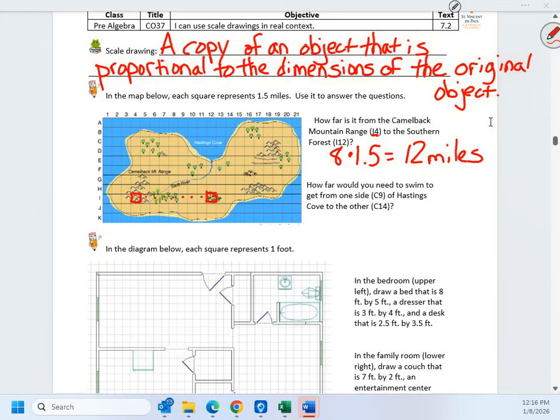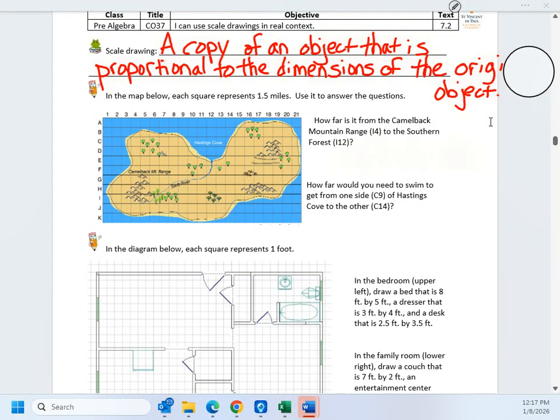Our next question says, how far would you need to swim to get from one side, C9, so that's your starting point, of Hastings Cove to the other, to C14? So if we're starting at C9, that's not 1, that's 0. That's our starting point. And count it over. You're going to do that on your own. We're going to talk about it tomorrow. This is an easy lesson today, so I'm not going to do it all together as the whole class. So you're just going to write down what you think the answer is, and we will do that tomorrow. We will correct it.